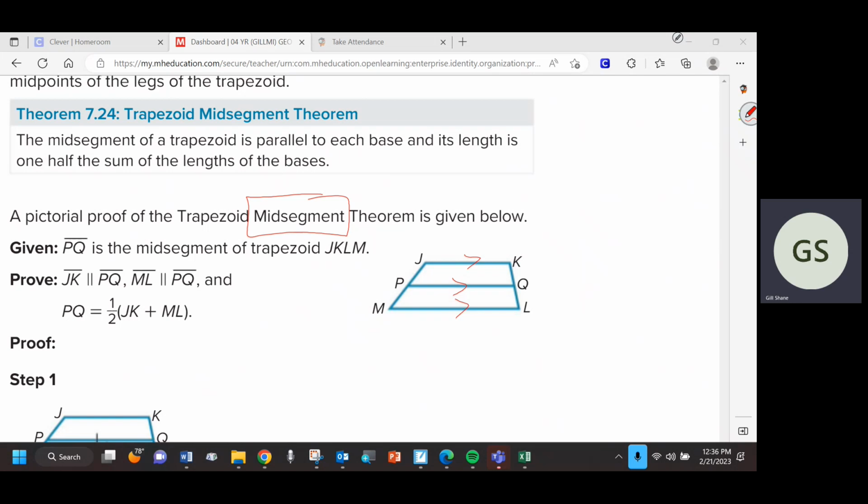So if you remember, the segments of the sides that are not parallel are called legs. The two parallel sides are the bases. So that's a base and that's a base. And again, the bases have to be parallel or it's not a trapezoid. So the legs are the sides that are not parallel. So those are the legs. We did this last class, so I'm going fast, and it's recorded.